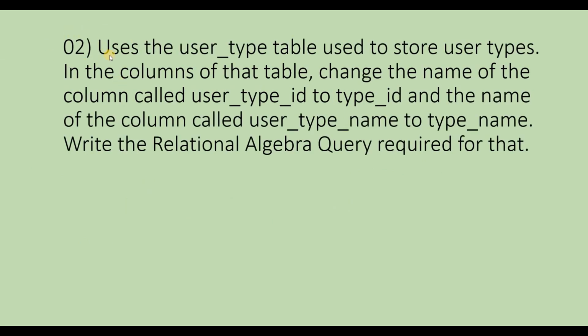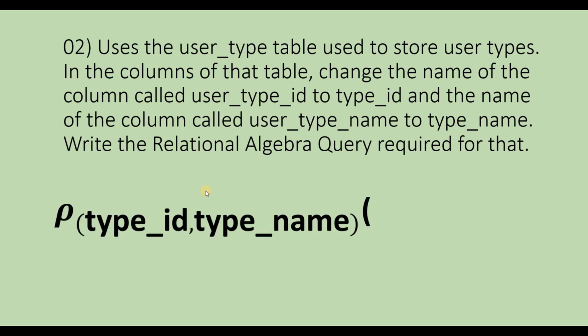Here's the second question. In the second question also, we have to use relational algebra query, and in the question we have to change the column names of the user type table. The column names are user type ID, which we have to change to type ID, and user type name to type name. So here also we have to change the names of a given table.